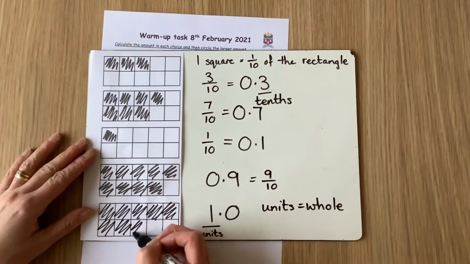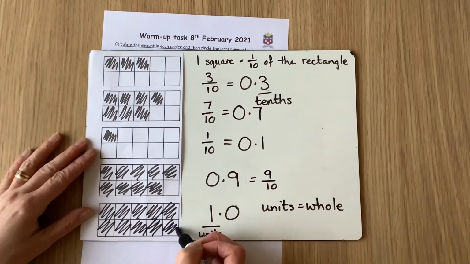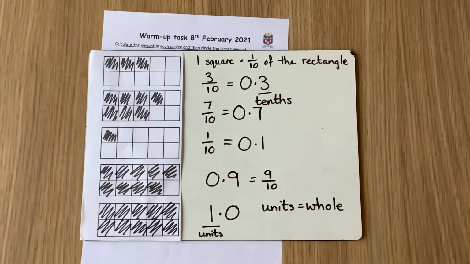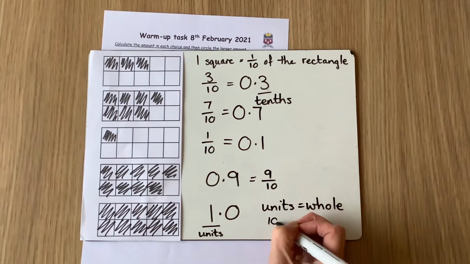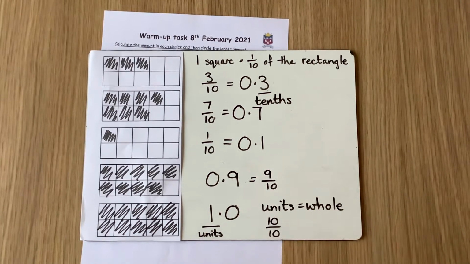And to colour in one whole rectangle, how many of the 10 parts have I coloured in? I've actually coloured in 10 tenths, haven't I? I've coloured in 10 of the small individual squares, but by colouring in 10 tenths, I've coloured in the whole rectangle. Now, that's what we're going to be thinking about today for our decimals.